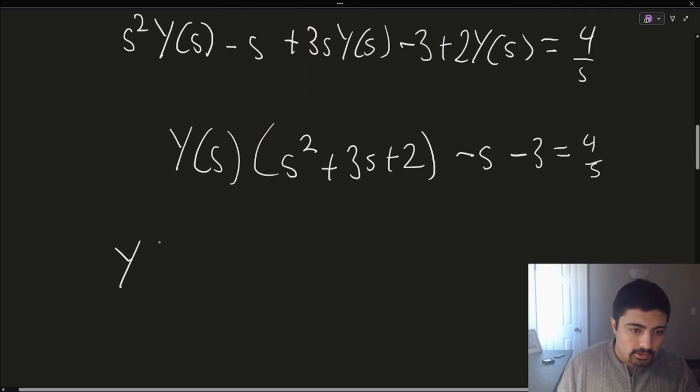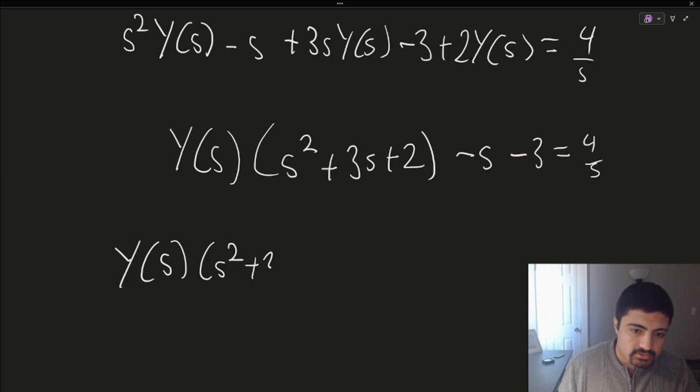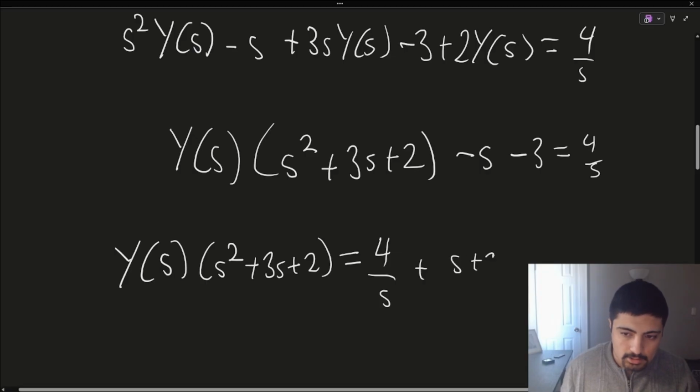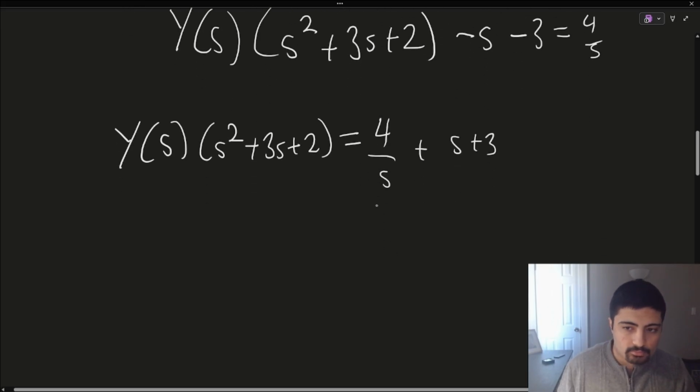And then we're going to go another step. We're going to say Y(s) times (s squared plus 3s plus 2). Notice how this is a really nice factorable polynomial. So that's actually a hint that we're going to use partial fraction decomposition. So we're going to have 4 over s plus (s plus 3). I want to leave this like that because we can make it work.